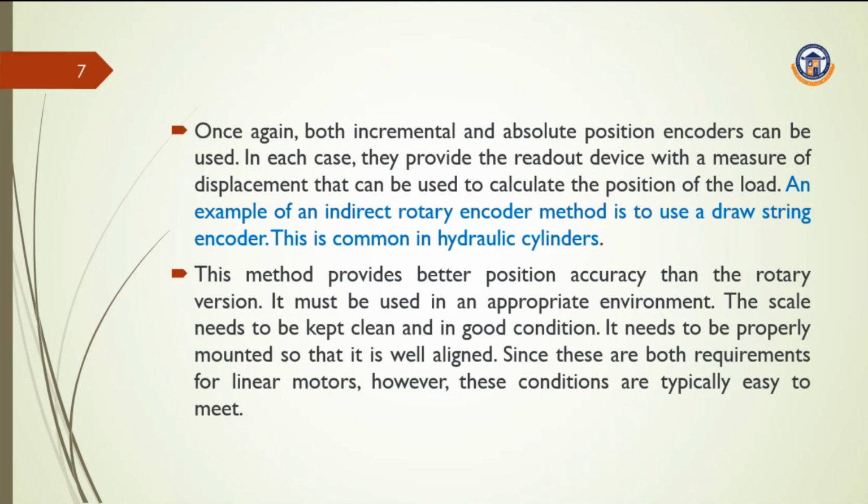This is what we commonly call hydraulic cylinders. This method provides better accuracy compared to that of the rotary encoders, and it must be used in an appropriate environment to have accuracy in measurement. So it needs to be properly mounted so that it is properly aligned for getting good accuracy in taking readings.